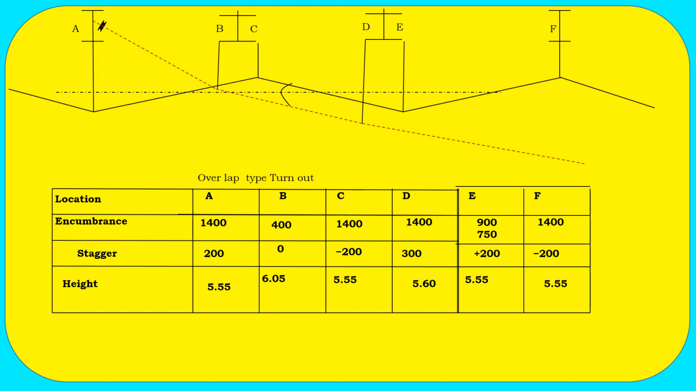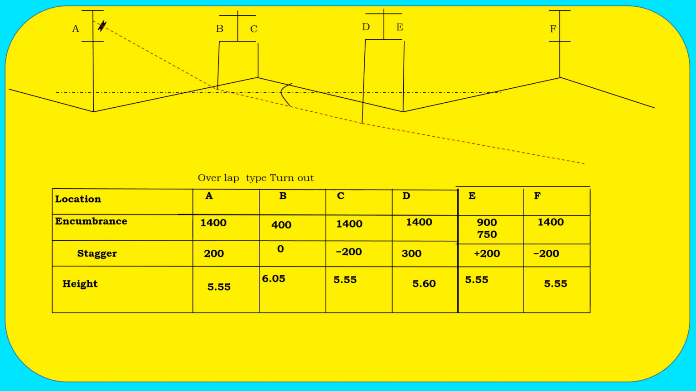D is the critical point. Here at D, the new OHE has an encumbrance of 1400 millimeter. Its stagger is plus 300, away from the track center toward the mast, and height is 5.60. The mainline height is 5.55 and it is 5.60, 50 centimeter above the mainline OHE.